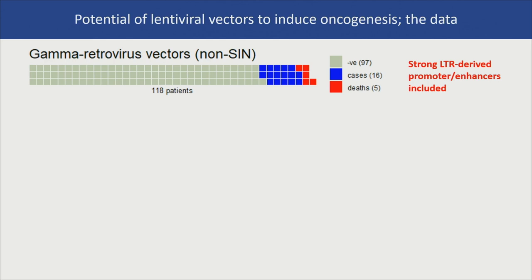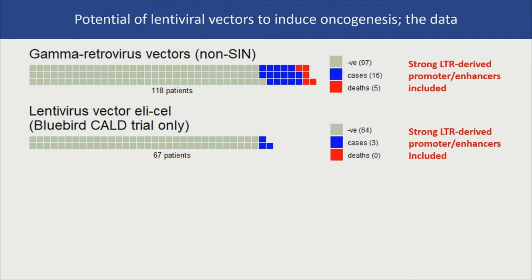The gray represents there were no problems. The blue represents the fact that there were tumors produced. And sadly, the red represents that these produced mortality. So that is the evidence, as best I know, for gamma retroviruses. In terms of lentiviruses, Bluebird Bio have undertaken a trial in these cerebral adrenoleukodystrophy patients, really sick patients, and they continue to use this long terminal repeat. 67 patients, 3 cases of tumors, no deaths.